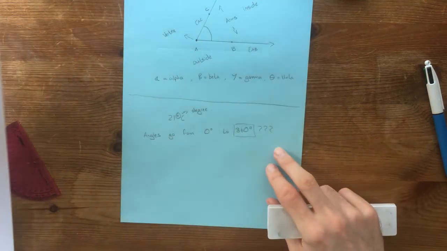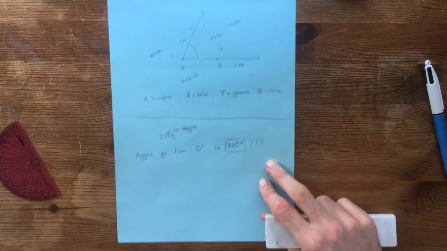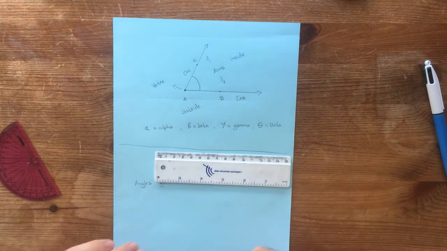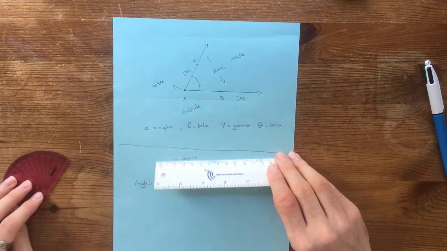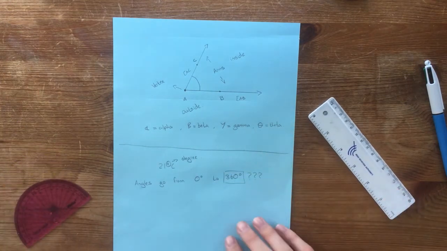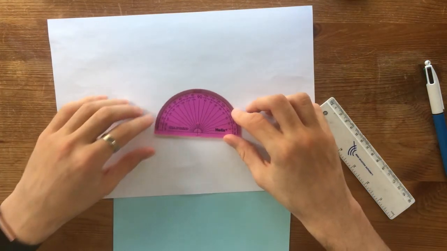Okay, so we're going to go back to the angle that I started with at the very start of this, that I made up. And we're going to ask the question, how do we measure these angles? I'm just going to show you on this white piece of paper, it might be easier to see.